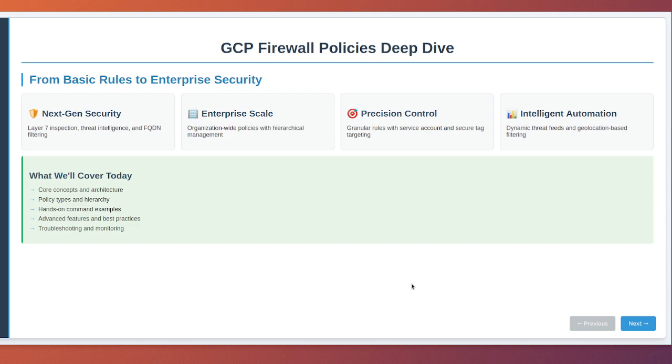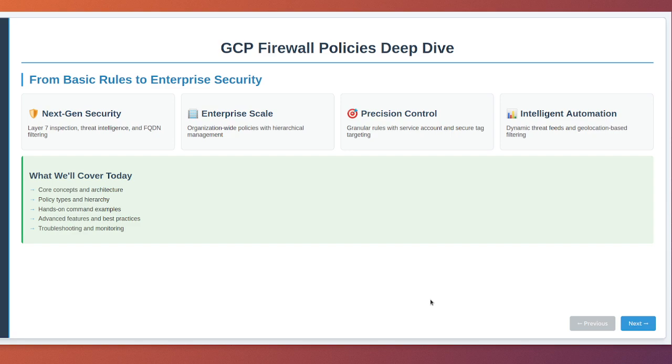Firewall policies are like establishing a centralized corporate security department. You create unified policies that can be applied consistently across your entire organization, while still allowing for local customization where needed. It is the difference between having 50 separate security teams versus having one intelligent, coordinated security organization.